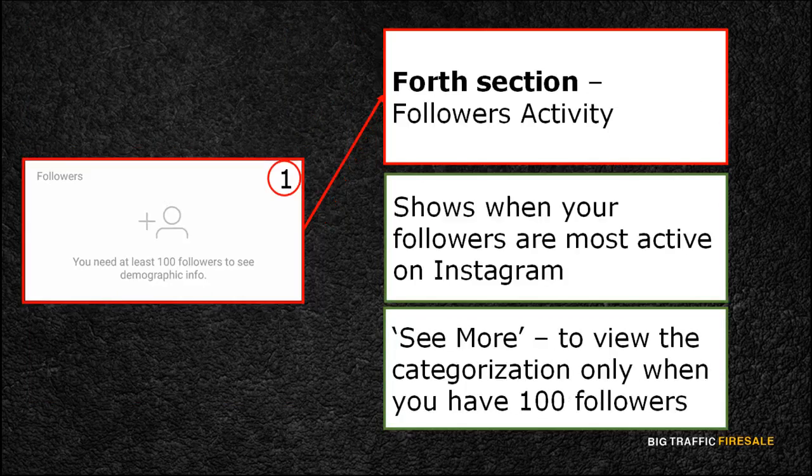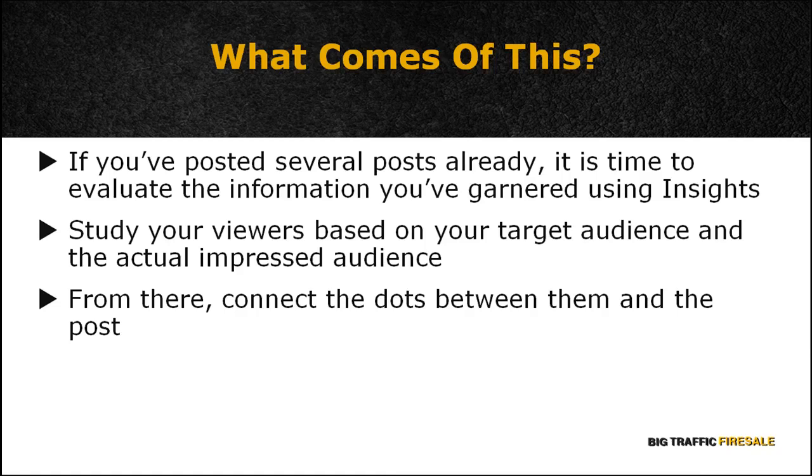The last section is the Followers activity. This bar chart shows you when your followers are most active on Instagram. You can even tap See More icon to view the categorization. You have information of your followers' gender, age, and even location. Plus, you have a bar chart of probability on when your users are most likely to log in hourly and, of course, daily.